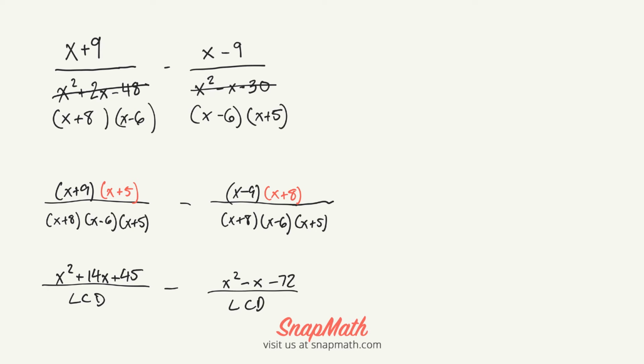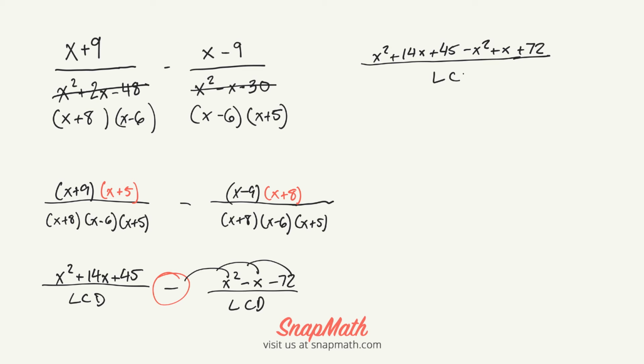Okay, so now the next step I'm going to do is combine like terms on the top, and I usually just draw one long line. I have x squared plus 14x plus 45. Now I'm going to stop there and show you that this is a subtraction problem, so we have this negative right here. Now that negative is going to distribute to each one of these terms in the second fraction. So this is going to become negative x squared plus x plus 72 all over the LCD.